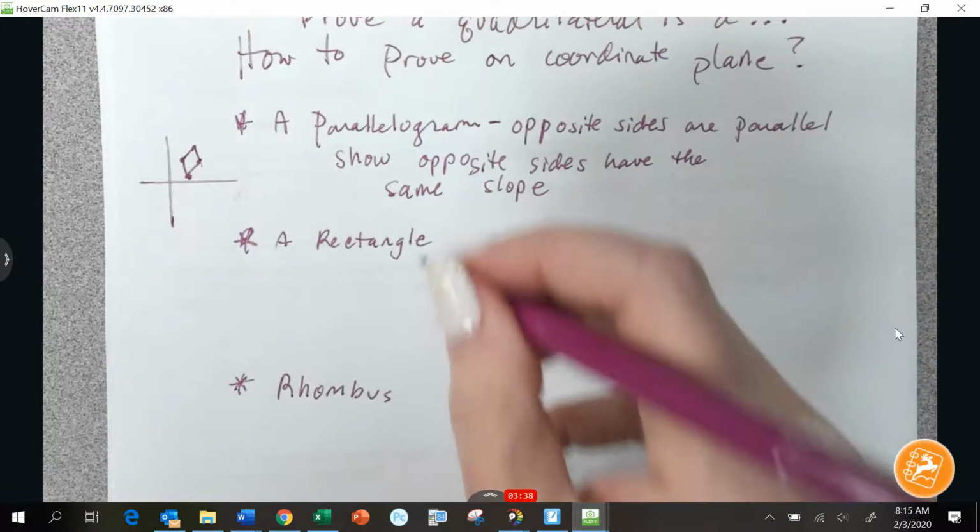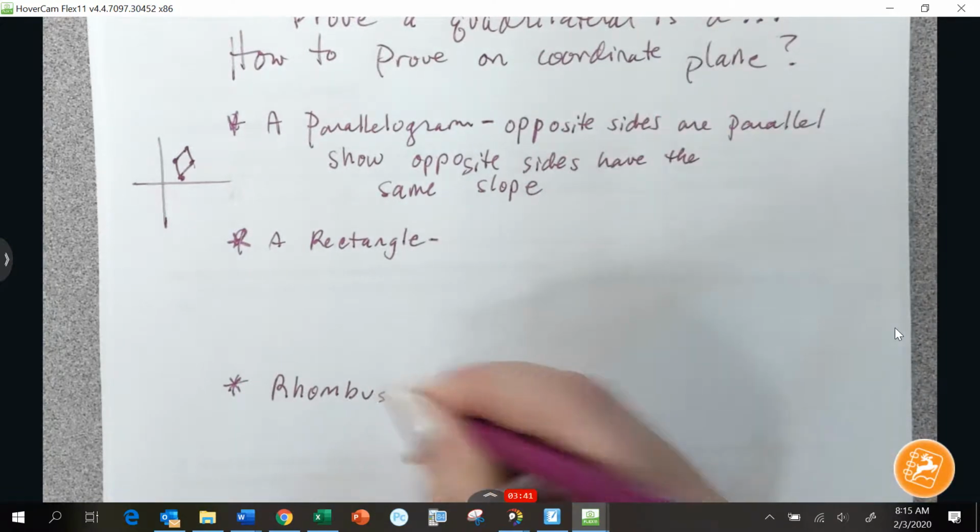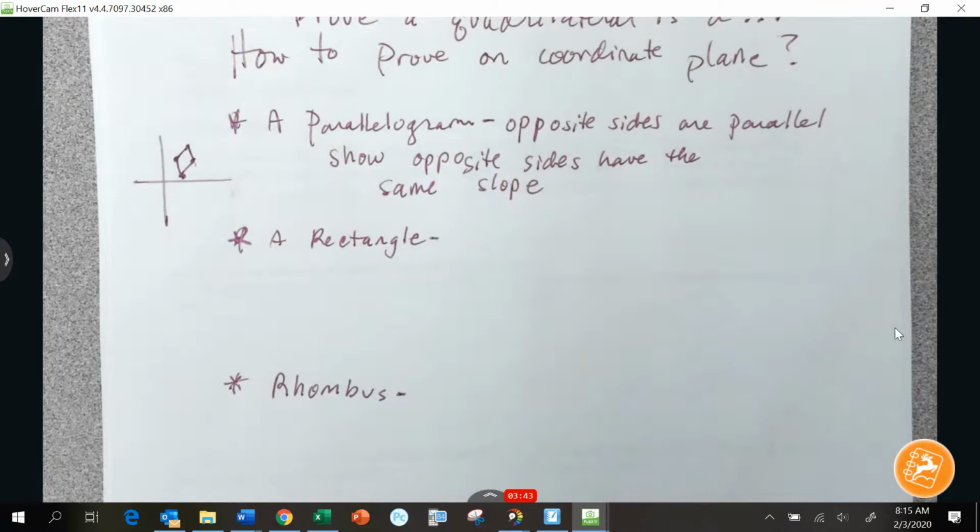Now, I'm going to give you a moment to think about rectangle, to think about rhombus, to think about square. If you need to pull out your flip book we made last time to help you, you can.